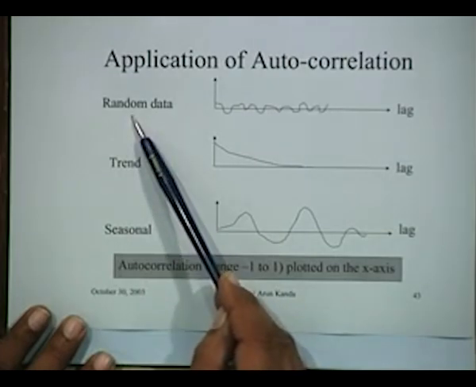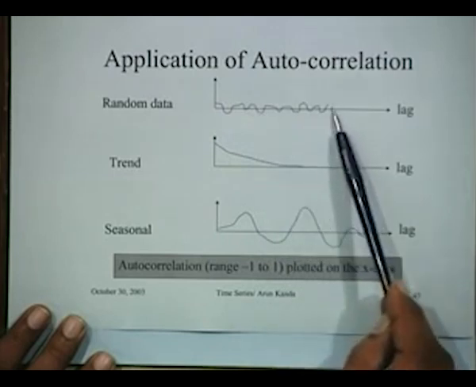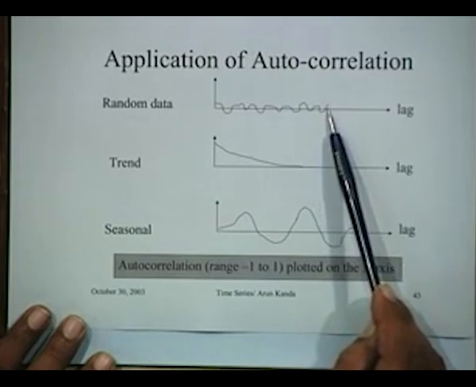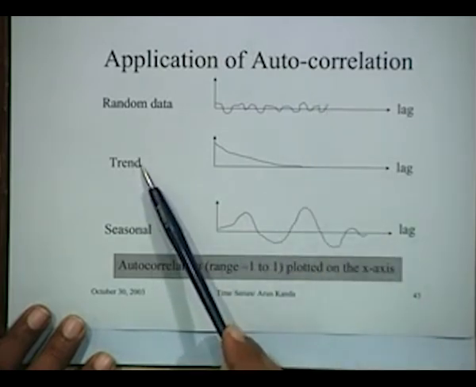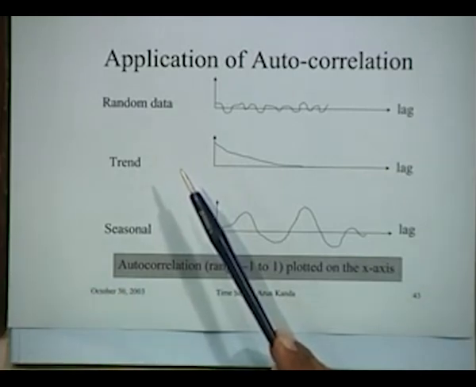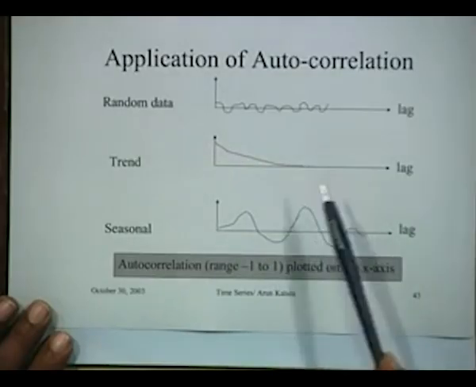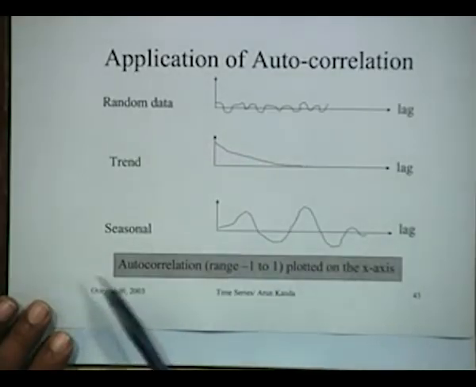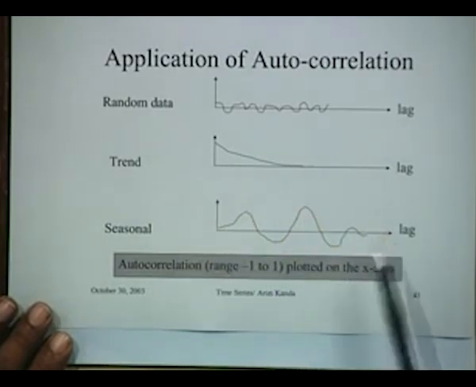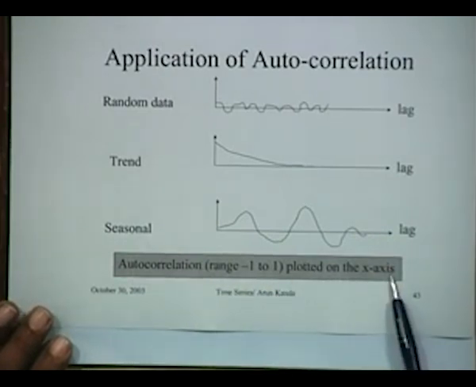So if it is random data, what is shown is that the correlation coefficients generally tend to be small and go randomly up and down in the line. If there is a trend within the time series, then it is generally found that the autocorrelation coefficients tend to have this lag. If it's seasonal, the autocorrelations also determine some kind of seasonality, and the autocorrelations are in the range of -1 to 1, which are plotted on the x-axis.